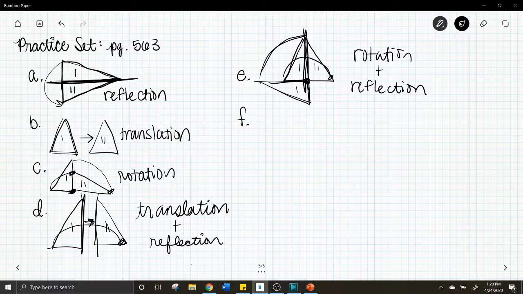And then letter F. Let's see, letter F. For exercise F, ABC is reflected across the y-axis. Write the coordinates of the vertices of triangle ABC and the coordinates of the vertices of its reflection, A prime, B prime, C prime. Explain all answers. Okay. So let's talk about this one.